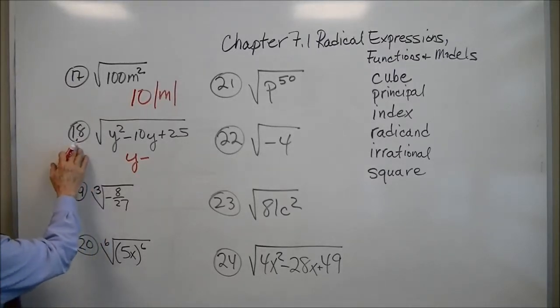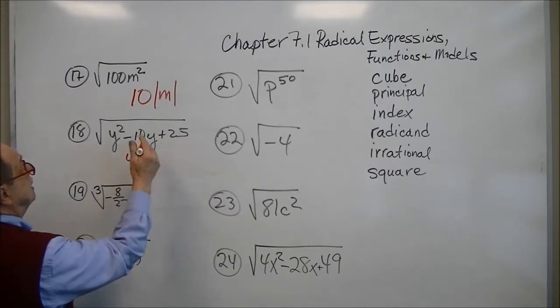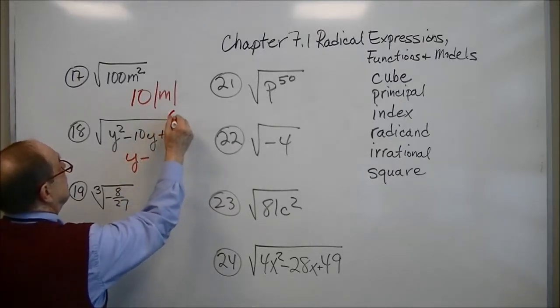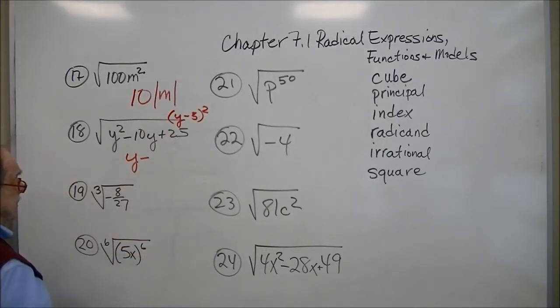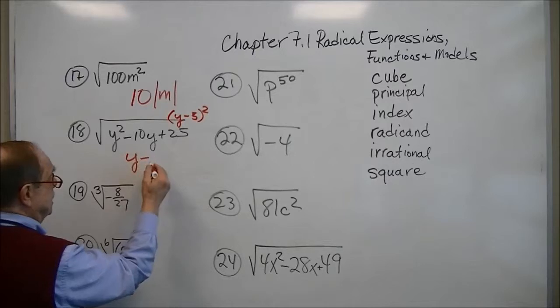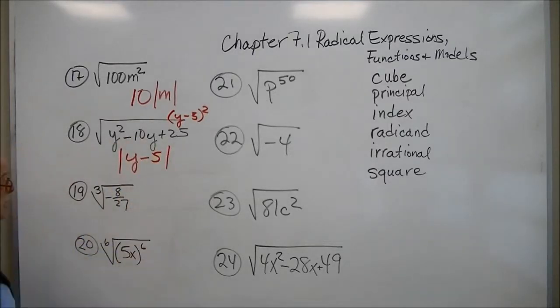Now for number 18, we see this is a perfect square trinomial that will factor into y minus 5, the quantity squared. And we don't know if somewhere in there was a negative that was squared, so we use the absolute value signs for that.